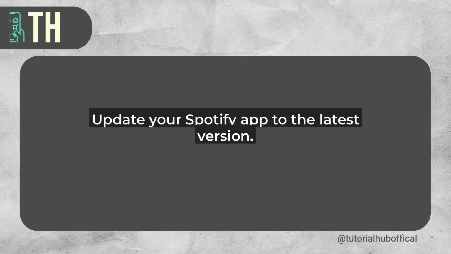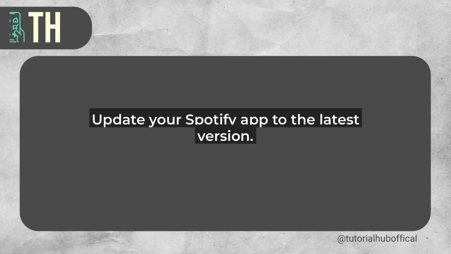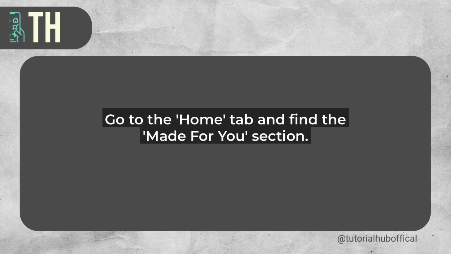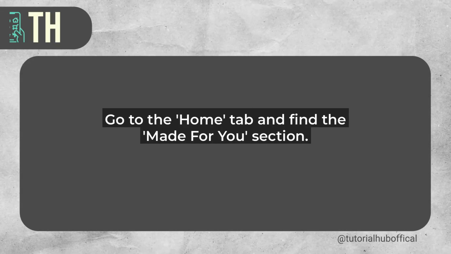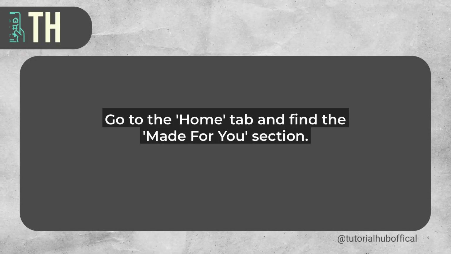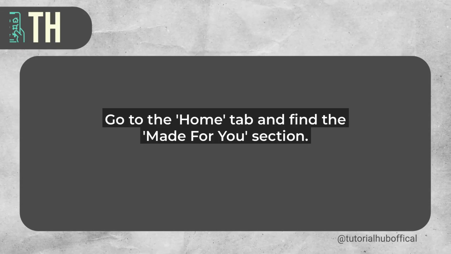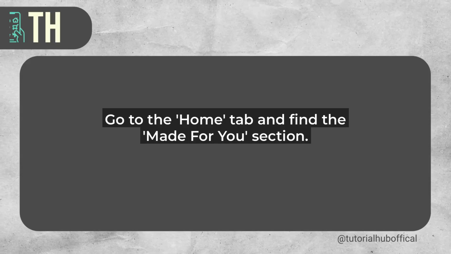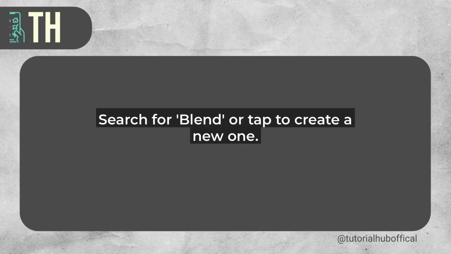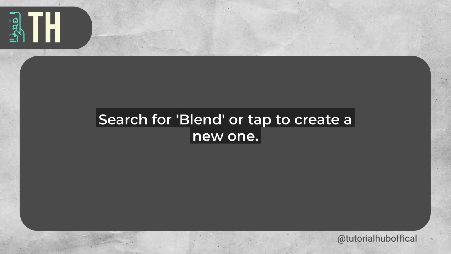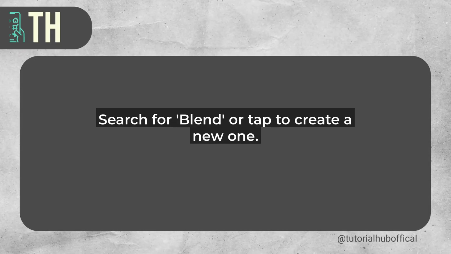Let's jump right in. First things first, make sure you have the latest version of the Spotify app installed on your phone or tablet. Open the app and head to the Home tab. It's usually the first screen you see. Here, scroll down until you spot the Made for You section, or you can simply search for Blend in the search bar at the top. Once you find it, tap on Blend to get started.